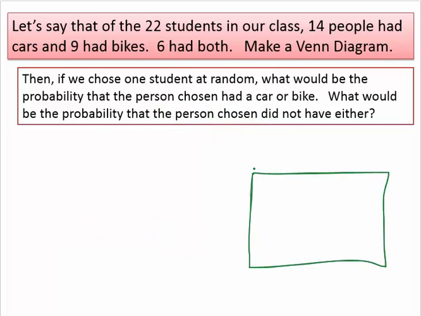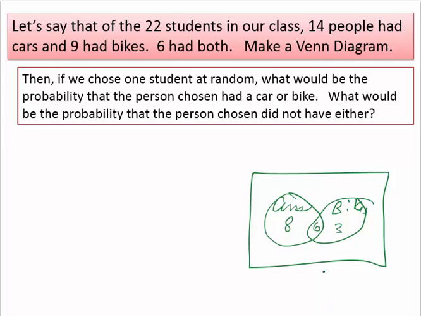We're going to make a Venn diagram. Okay? These are people with cars, and these are people with bikes, and the people that had cars, there was 14, but 6 had both, so we had 8 and 6 adds up to 14. 9 had bikes, so we have 3 here.